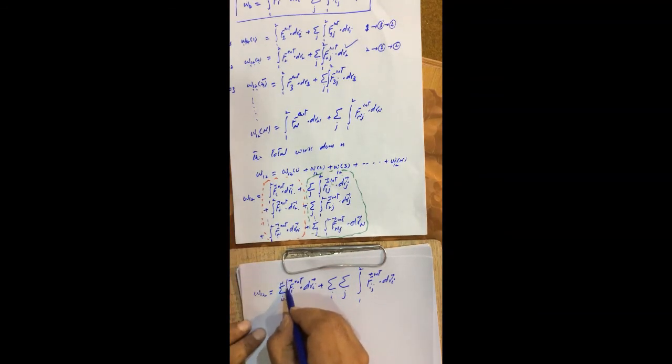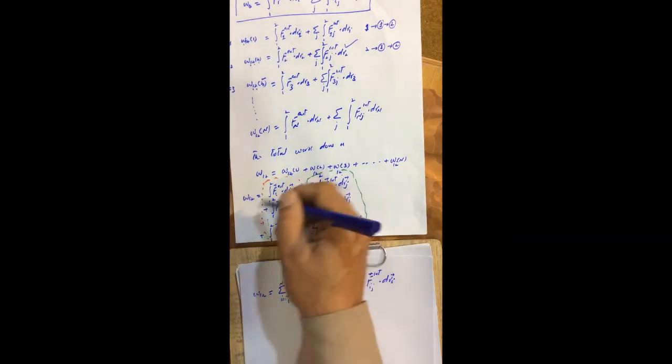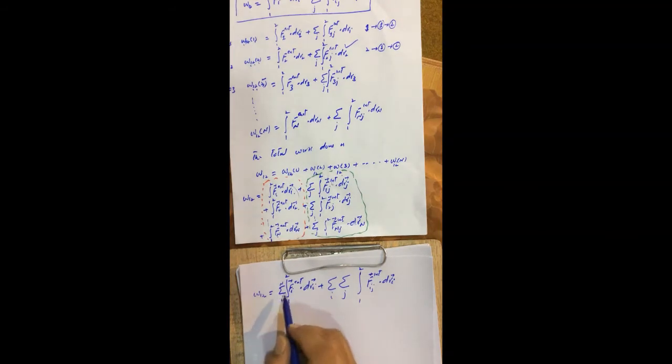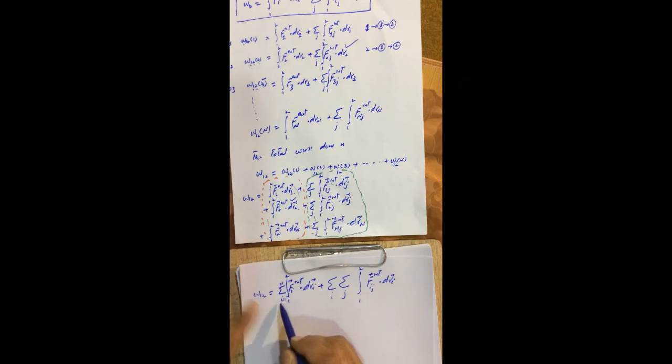So here we have the integral also from 1 to 2. Here this whole term I replace by this summation. If I expand this sum, if I use i is equal to 1, then we have this term, plus i is equal to 2, then I have this term. If i is equal to n, then we have this term.